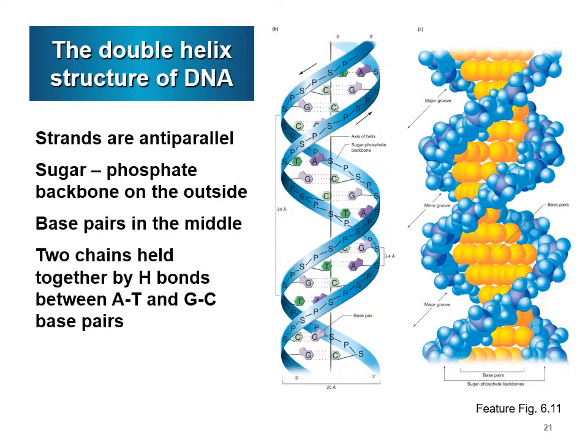Here is a view on DNA from a little different perspective. We can see kind of the full strand, and the strands are antiparallel, and the sugar phosphate backbone is always on the outside of the strand, and the base pairs are in the middle, and the two chains are being held together by hydrogen bonds, as we talked about already, and they exist between adenine and thymine, 2 hydrogen bonds, and between guanine and cytosine base pairs there are 3 hydrogen bonds, and that's how the strands are being held together.